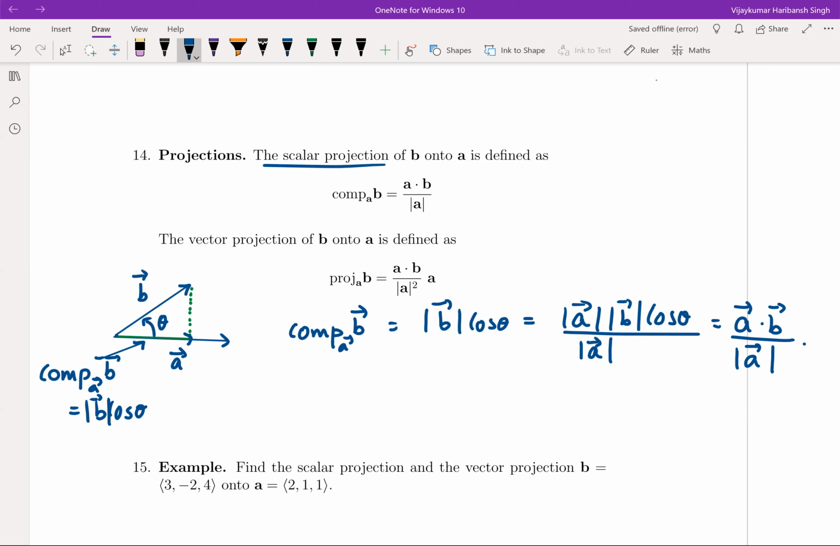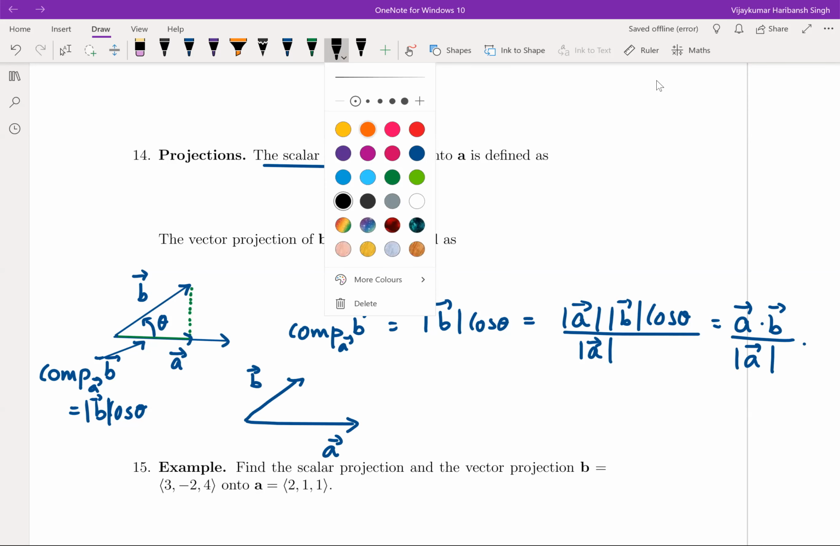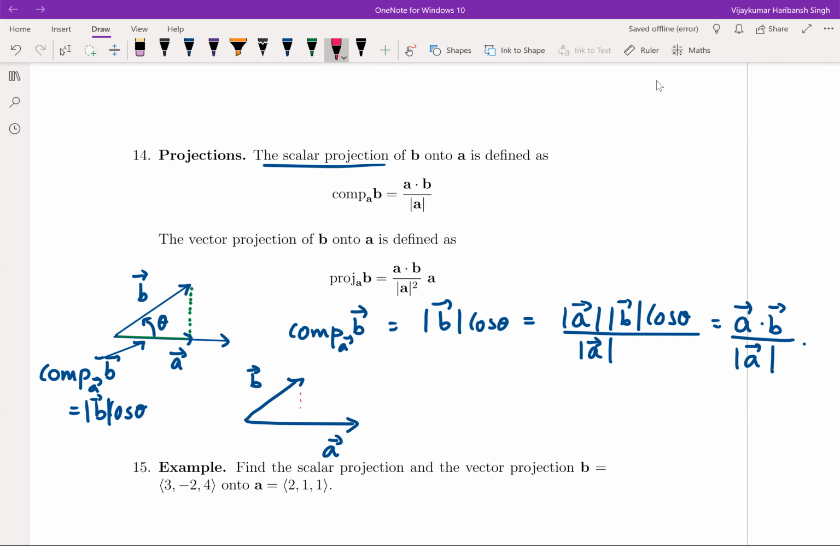Now, what is a vector projection? The vector projection is, again, the same story. We have vector A, we have vector B, and we want to talk about the vector projection. So the vector projection is this vector here, starting from here to here. This is a vector, called the projection of B onto A.